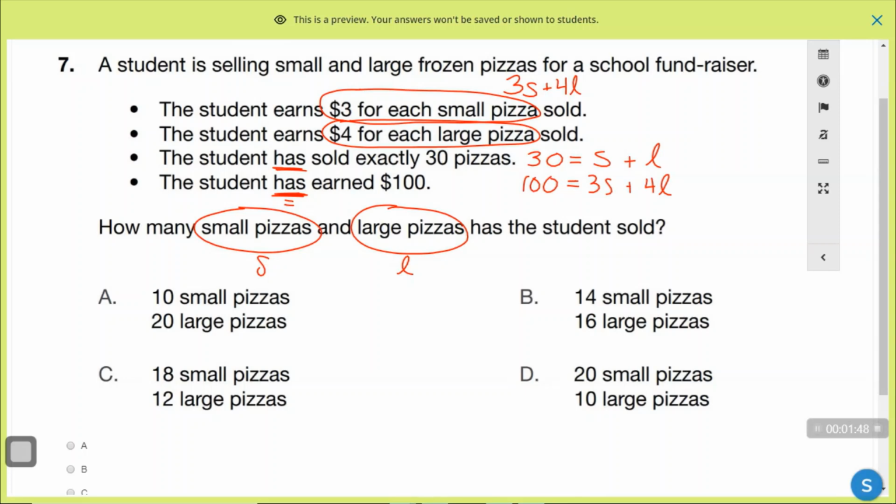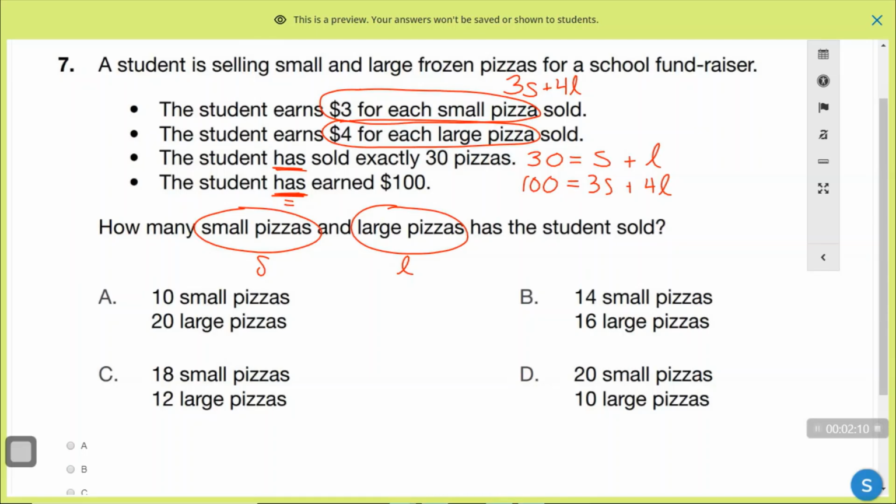Now from here, given these answers, you could just plug them in and see which ones actually work. You know, add them together to see which ones. It looks like all of them add together to get 30. And then you could plug in which ones would actually give you $100 from here. That's one way to go about it. Or you could just solve. All right, and I'm going to show you how to solve this just so that you can use that in the future and you can use the elimination method.